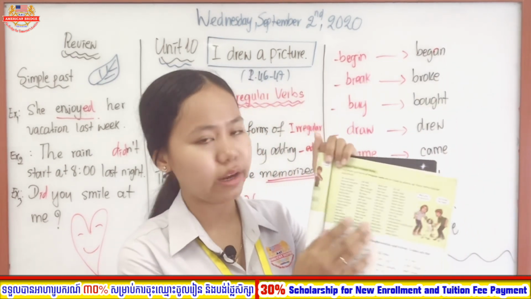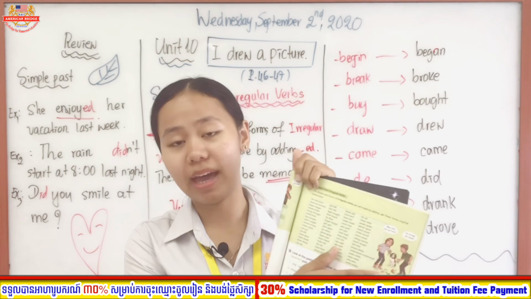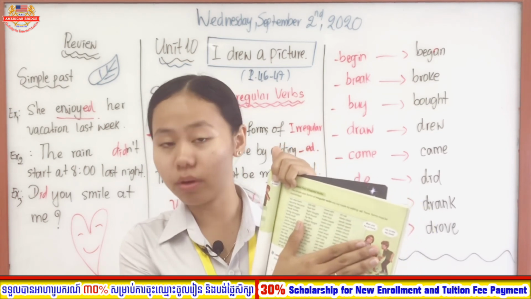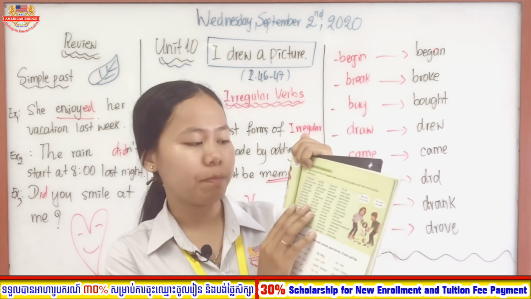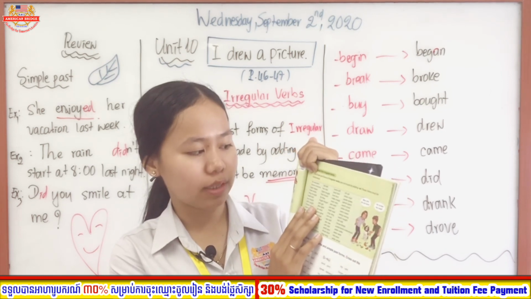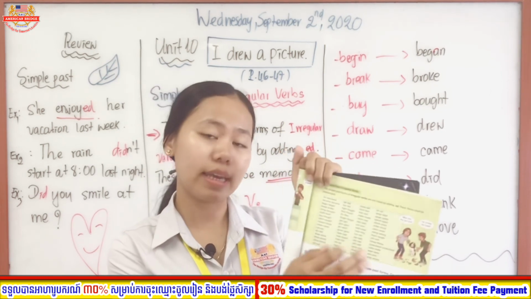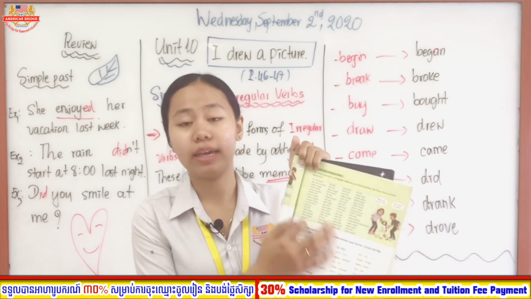These verbs we call irregular verbs, and you can look at more on page 47 here. Here are all the irregular verbs that you need to review. You need to memorize them every day. You need to learn them by heart. Believe me, if you try to memorize them, you will absolutely remember those irregular verbs.